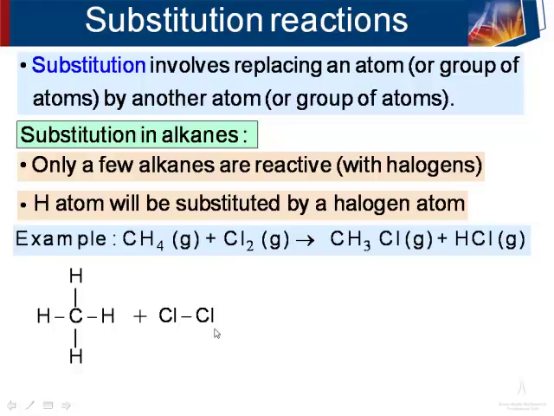So now chlorine as a gas will react with methane as a gas, and we will get a substitution reaction. What happens is the hydrogen on the methane and one of the chlorines of the chlorine gas will be substituted. Have a look what is formed. In this case, chloromethane and hydrochloric acid.